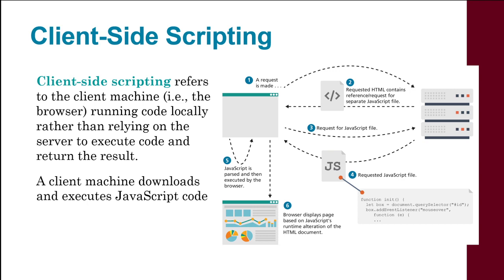99.999% of your users are going to have JavaScript enabled, but it's a good idea to have a fallback. And then finally, your browser is going to display the page based on the JavaScript alterations of the HTML content. Because the reason that we use JavaScript is to alter the HTML of the page. Okay.